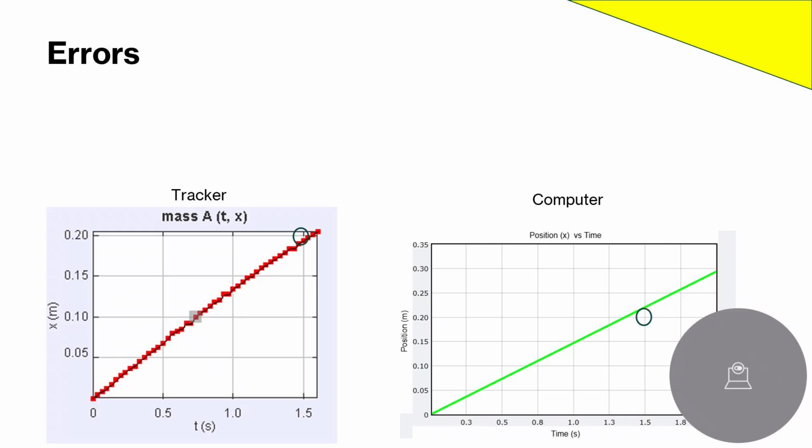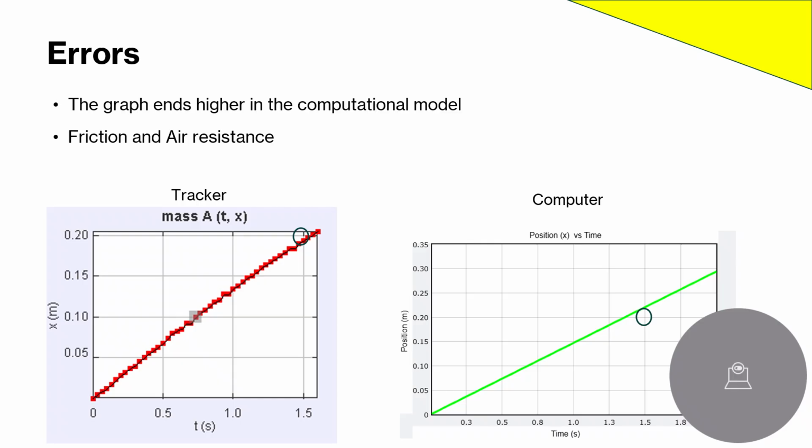And so to talk about these errors, the first that we see is that the graph in the tracker is much more slanted than the one in the computer model. So you can see at the point 1.5, 0.20 in the tracker, our slope is below that point, but in the computational model it is above. And that's going to be because of friction and air resistance affecting the real-life object, but it's not taken into consideration in the computational model.